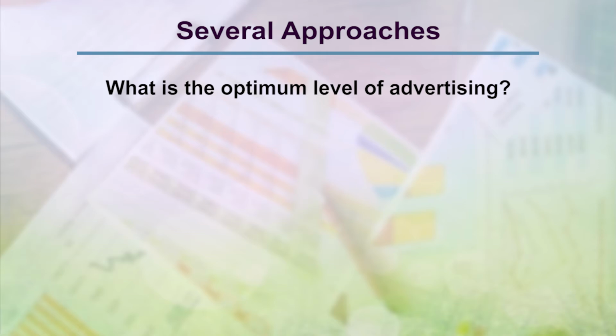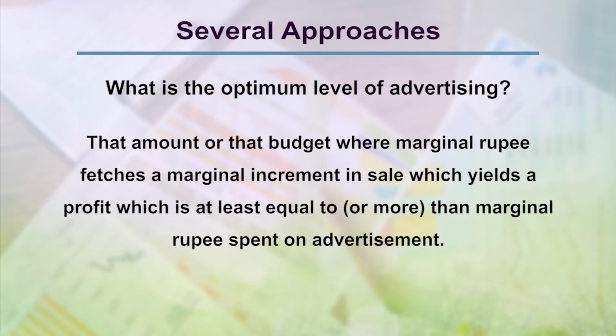Advertising management poses a peculiar difficulty to the marketer, and the difficulty lies in answering the question: what is the optimum level of advertising? That is the first question that marketers should ask themselves. Theoretically, and relying on fundamental science and economics, the optimum advertising budget or expense may be defined as that amount where a marginal rupee fetches a marginal increment in sale which yields a profit at least equal to or more than the marginal rupee spent on marginal advertisement.